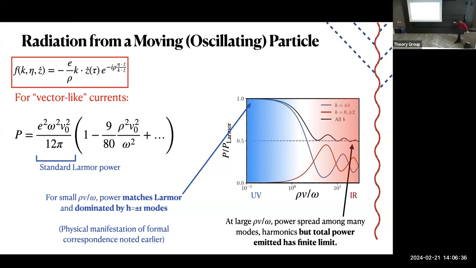And in the case of EM at finite rho, the power actually asymptotes to exactly one half of the result you get in the case of rho equals zero in the deep infrared. But it's always finite and well-behaved. And actually, they're just Bessel functions that control this behavior. Now, why is this happening? Like, this looks like a miracle.